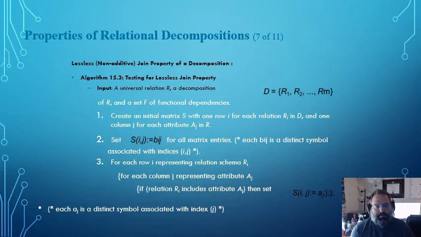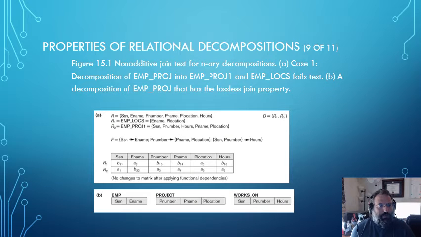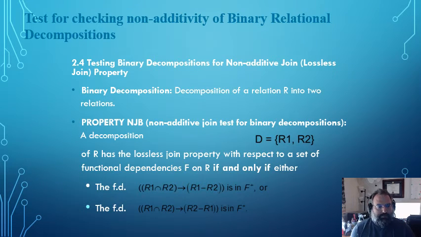Algorithm 15.3, test for the lossless join property. Repeat the following. This is a continuing on of that process. Figure 15.1 is the non-additive join test of n-ary decompositions. Testing binary decompositions for non-additive join, lossless join property: binary decomposition of a relation into two relations. Property NJB is the non-additive join test for binary decompositions, and so on.